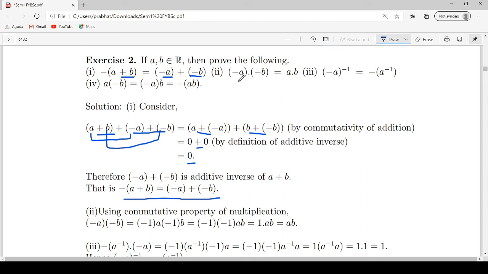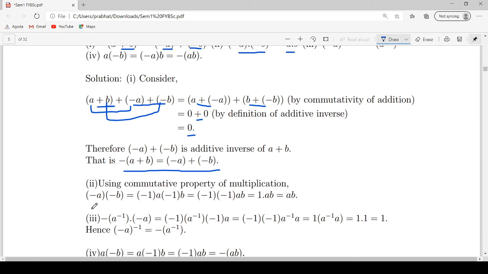It says additive inverse of A multiplied with additive inverse of B is same as multiplication of A and B. That means minus A into minus B is same as A into B. Let's see the proof. Consider minus A into minus B. Now we have earlier proved that minus A can be written as minus 1 into A and minus B can be written as minus 1 into B.